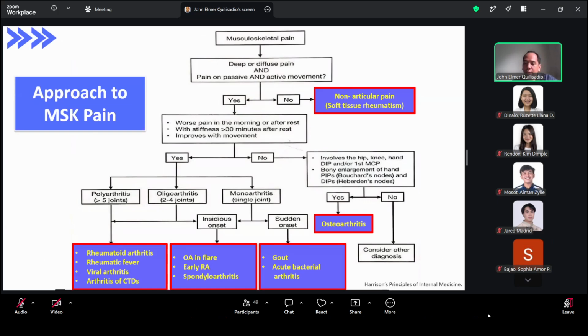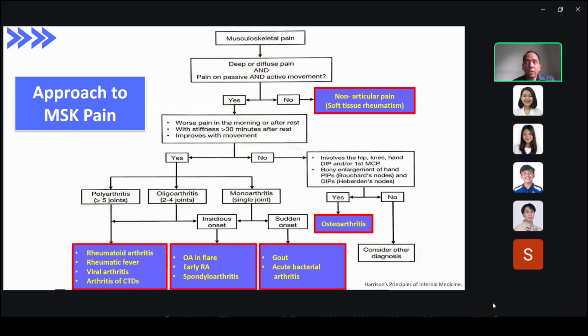So this is a guide from Harrison. When you are in the third year already, we have Harrison's Principles of Internal Medicine textbook for our internal medicine subject. Okay? So our lecture is not just purely physio. We have an integration of our different subjects from physical diagnosis, general pathology, internal medicine, and physiology.